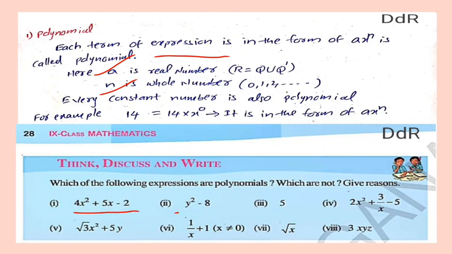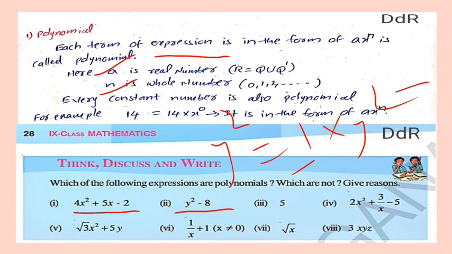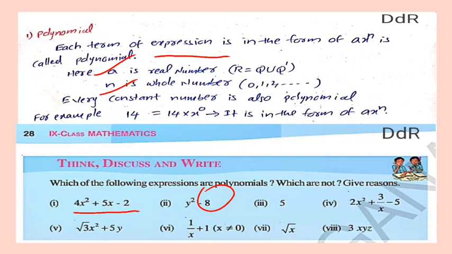Next, the second one, y square minus 8. Here how many terms are there? Yes, 2 terms are there. First term is y square. So y square is in the form of ax to the power of n. Why? Because here y square can be written as 1 into y square. So 1 is a real number and here 2 is a whole number. Next, the second term, that is minus 8. Just now I explained how minus 2 is in the form of ax to the power of n. So minus 8 is also in the form of ax to the power of n. So y square minus 8 is also a polynomial. And 5 is a constant number. Just now I explained every constant number is a polynomial. So 5 is also a polynomial.